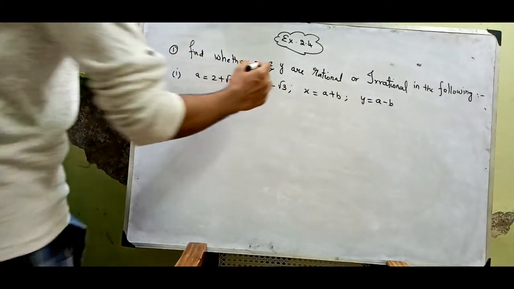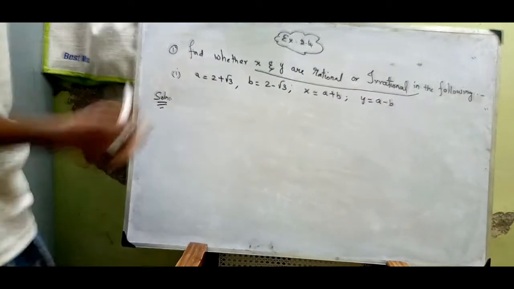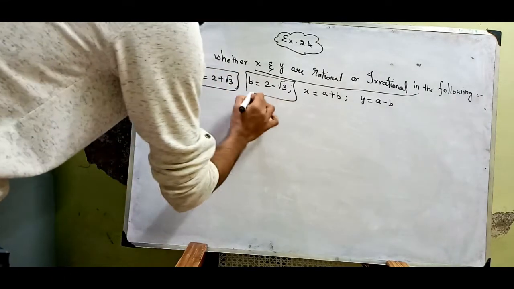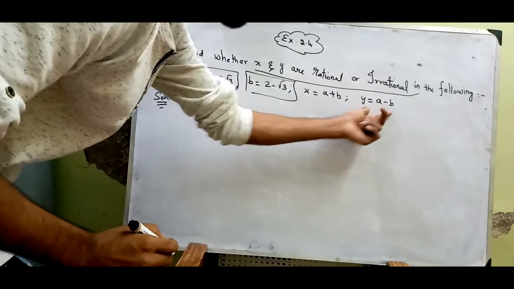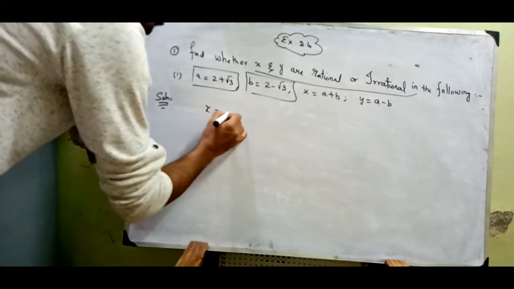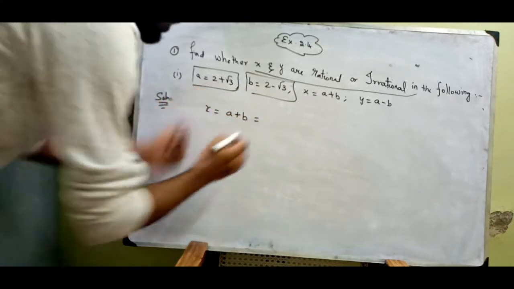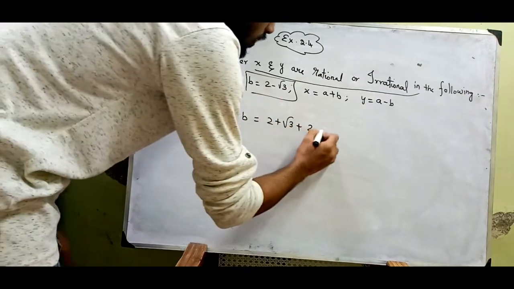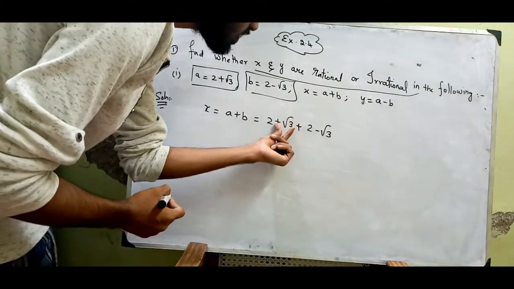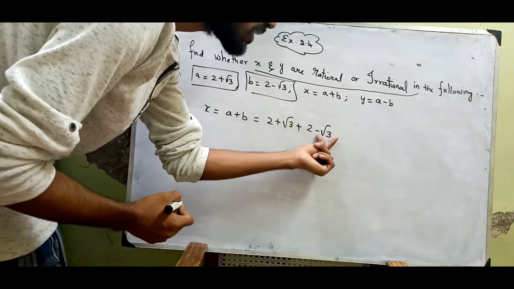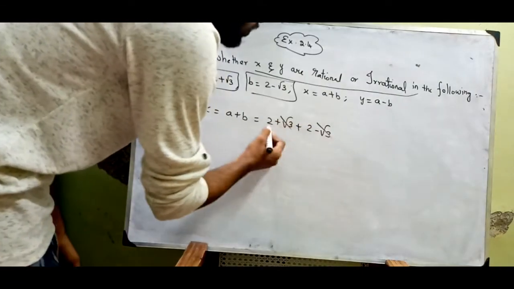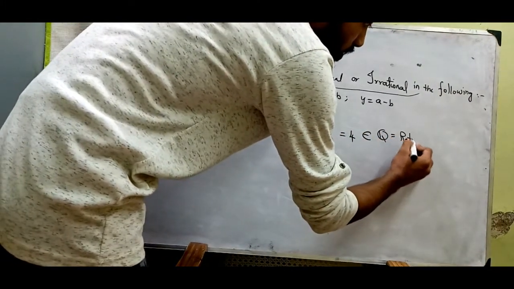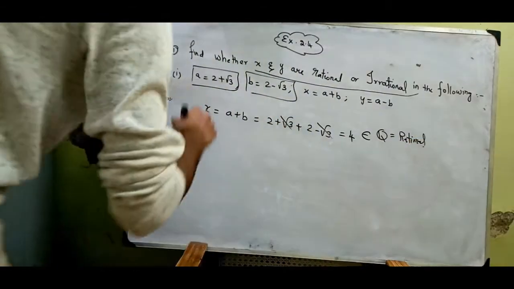Find whether x and y are rational or irrational numbers according to the given numbers. A and b are given, so we need to find x and y. x equals a plus b. What is a? 2 plus square root of 3, plus b, which is 2 minus square root of 3. One is in positive sign and the other in negative sign, so both get cancelled. 2 plus 2 is 4. This completely belongs to the rational numbers.